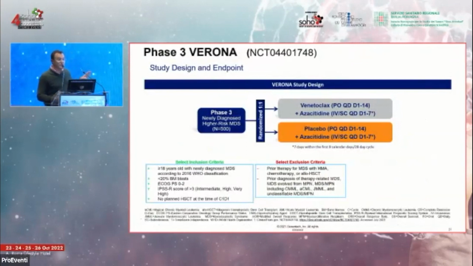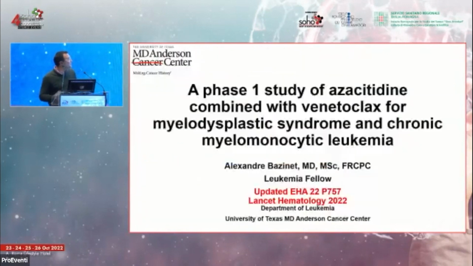And the study that I think is going to be fundamental in our field is the so-called Verona trial. This is the phase 3 trial of azacitidine with or without venetoclax. This just reached accrual a few months ago. It's going to take a couple of years to read because this is a survival trial. This could be our BIALE study.